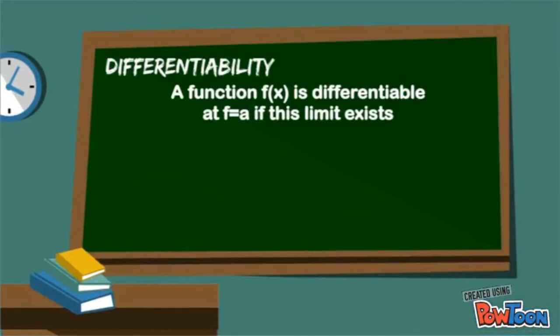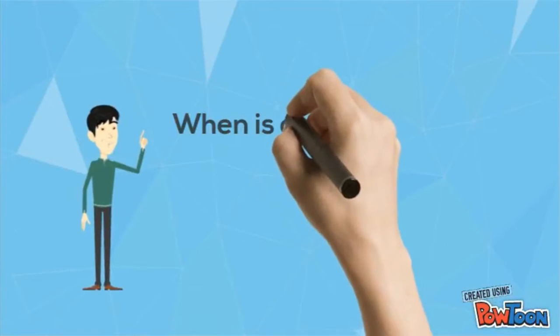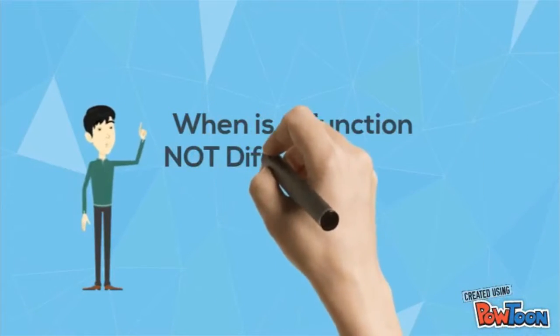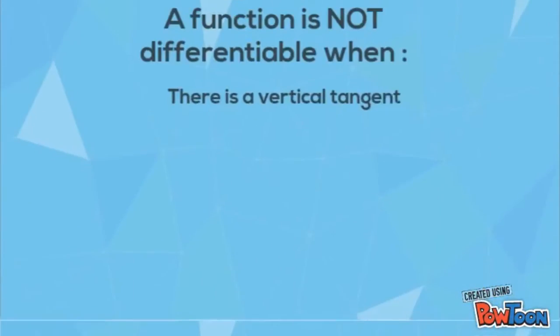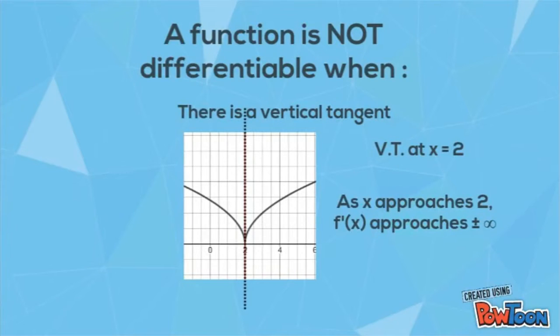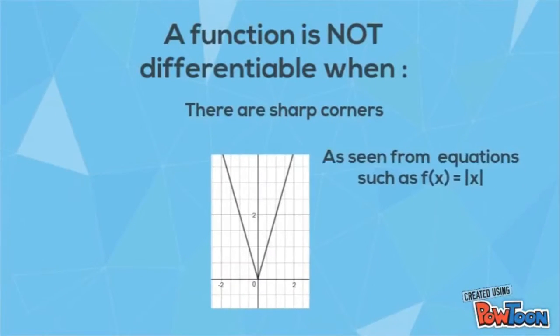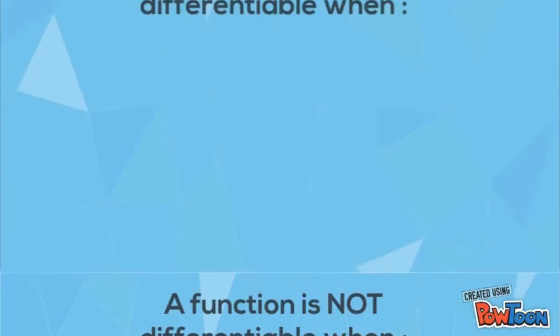Differentiability. A function f(x) is differentiable at x equals a if this limit exists. So, when is a function not differentiable? A function is not differentiable when there is a vertical tangent, there are sharp corners, and when there is a discontinuity.